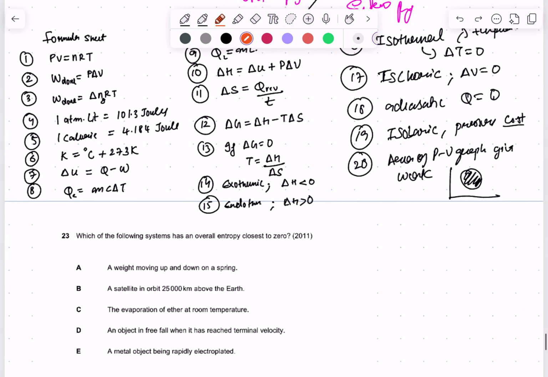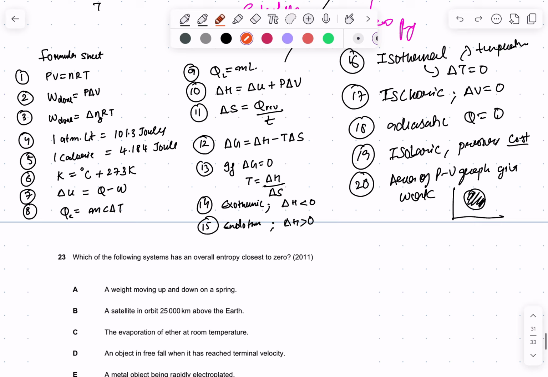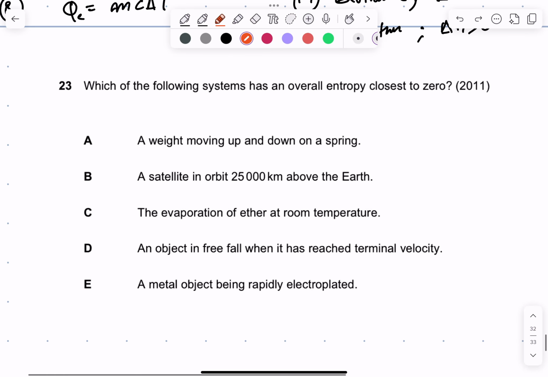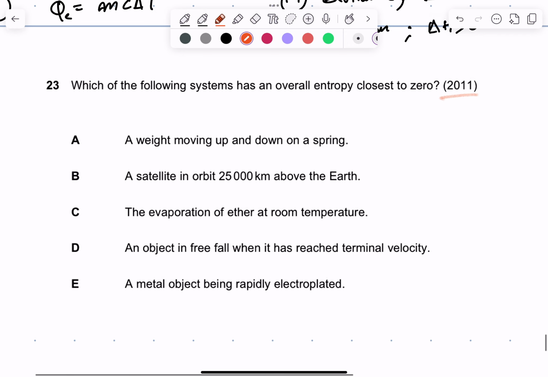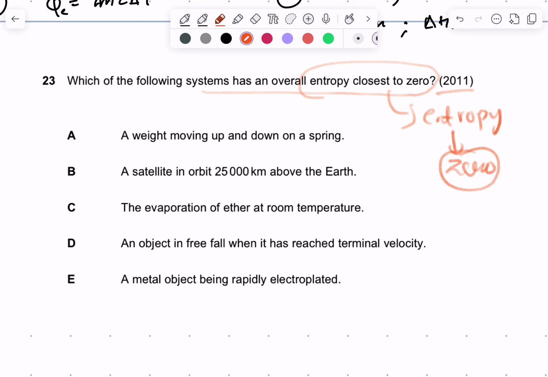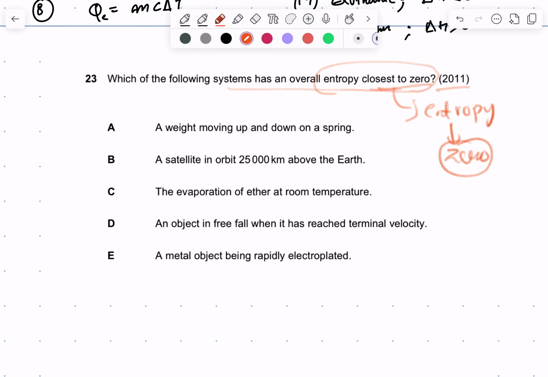All right, so guys, let's do some questions and we are done for today. We have 4 questions to practice from past years. Let's do the very first question from IMAT 2011. Which of the following systems has an overall entropy closest to 0? Entropy is 0 when there is a very low degree of disorder or very little movement.